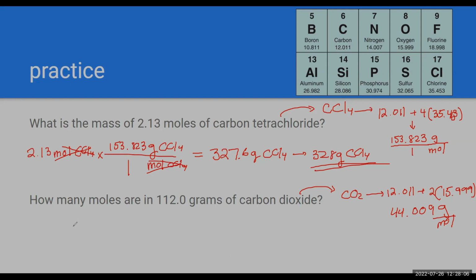All right, so now that we have this mass, I'm going to use our given. So we have 112.0 grams of CO2. And we want the grams to cancel out. So I'm going to put 44.009 grams on the bottom, which is going to be equal to 1 mole of CO2.